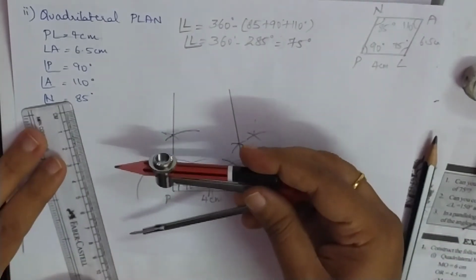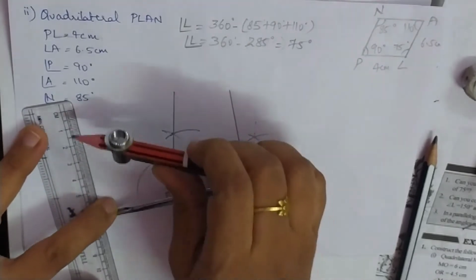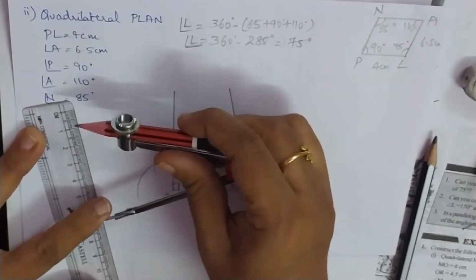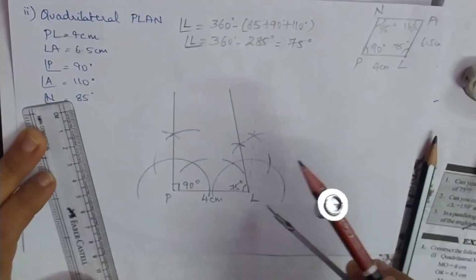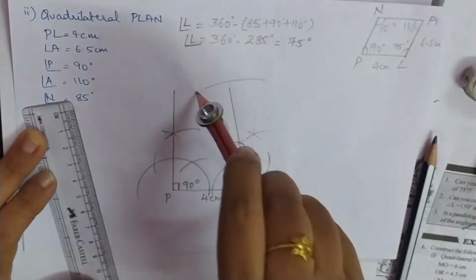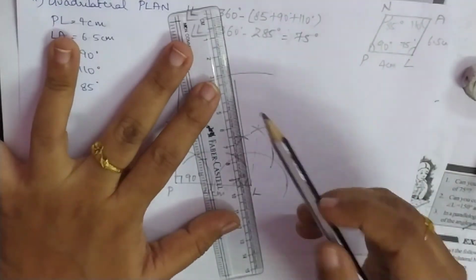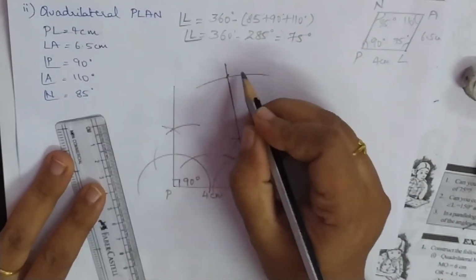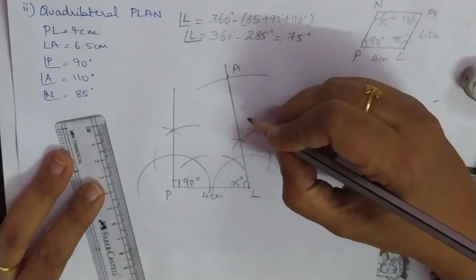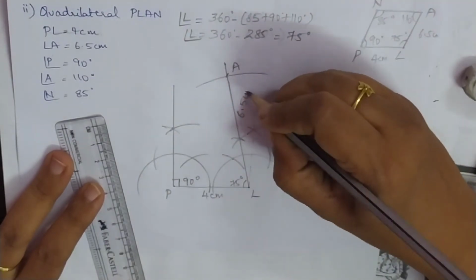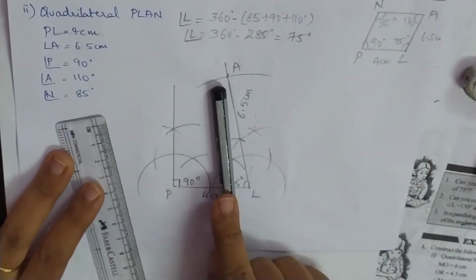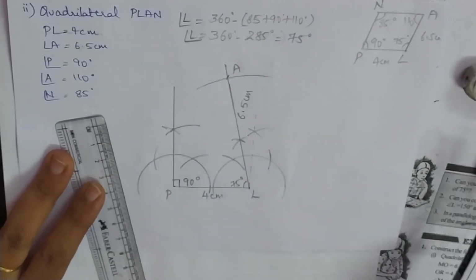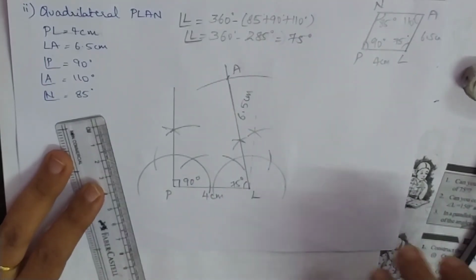Now LA is 6.5 centimeters. So open your compass, 6.5 centimeters. So from here, mark an arc of 6.5 on this line. Extend this line. So this is your point A. And this is 6.5 centimeters. Now point A is 110 degrees. How are we going to do it?